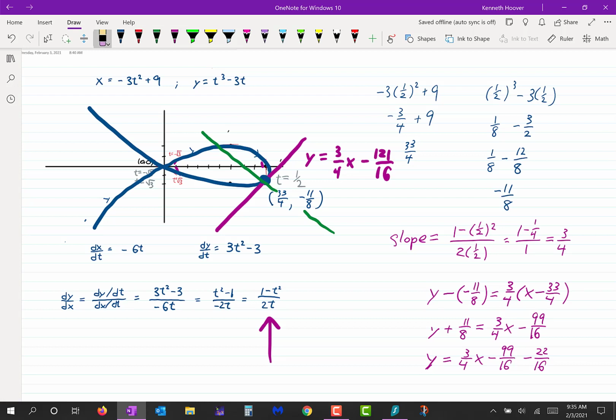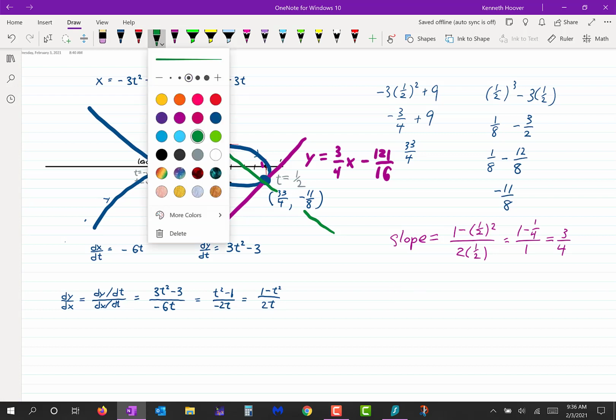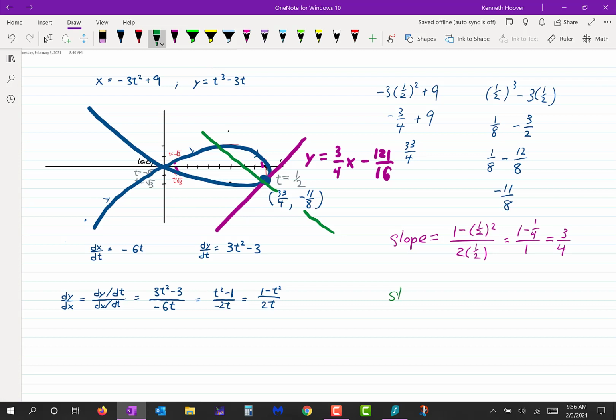It's pretty ridiculous. We already know that point, 33/4 comma negative 11/8. And if the purple line has a slope of 3/4, then the line perpendicular to that would have a slope of negative 4/3, right?